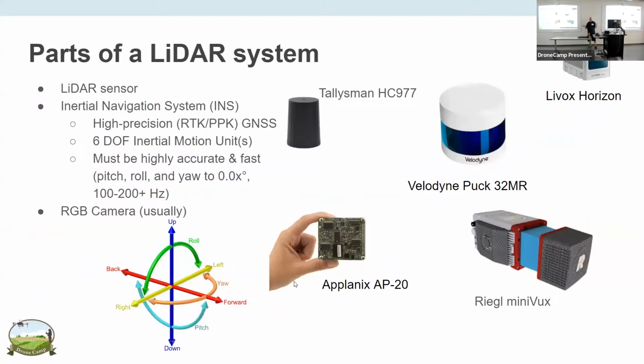So the parts of a LiDAR system: this IMU and the GNSS together are usually called the inertial navigation system. So another acronym, INS. It's made up of your high precision RTK GNSS and a 6 degree of freedom inertial motion unit. That is 6 degrees, includes roll, pitch, yaw, which direction you're facing, and heave, up and down. So we need to be able to measure all those things very, very quickly to hundredths of a degree.